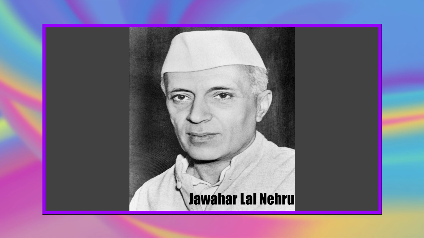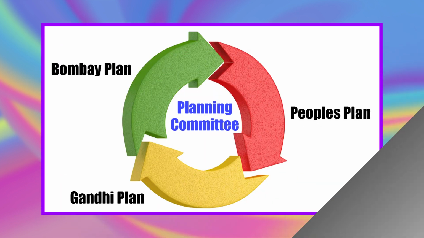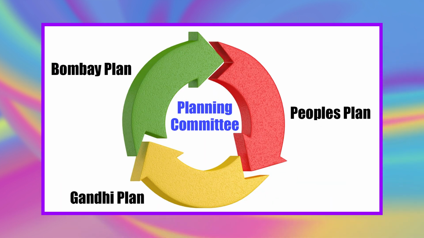who was the first Prime Minister of India, published three plans: the Bombay Plan, the Gandhi Plan and the People's Plan. A planning and advisory board was formed in 1946. The major aim of these efforts was to bring about rapid improvement in the living standards of the people.